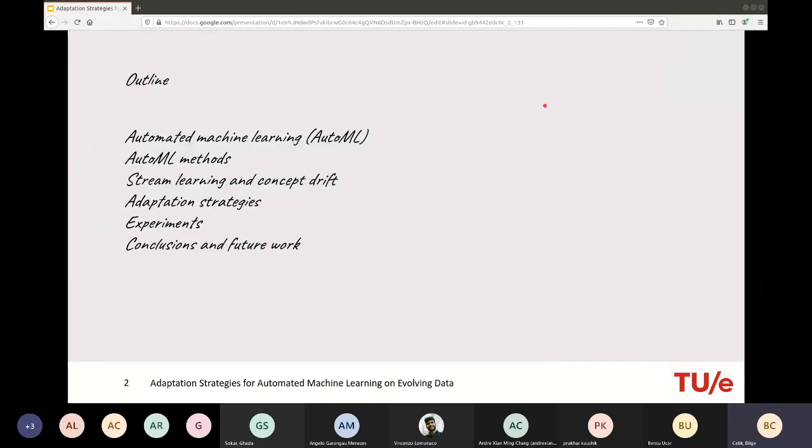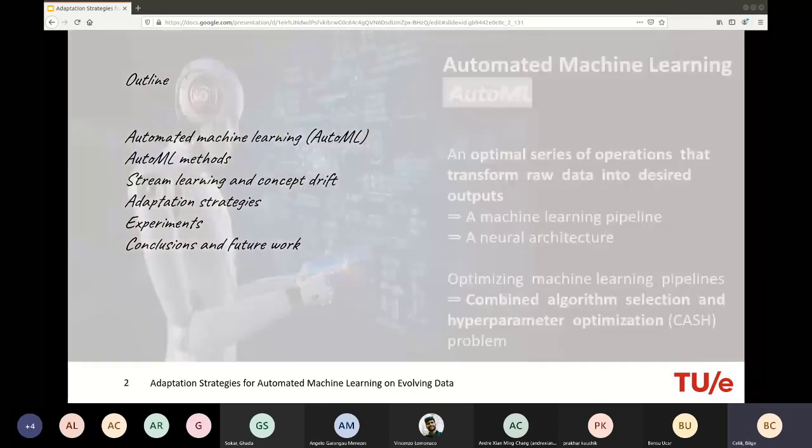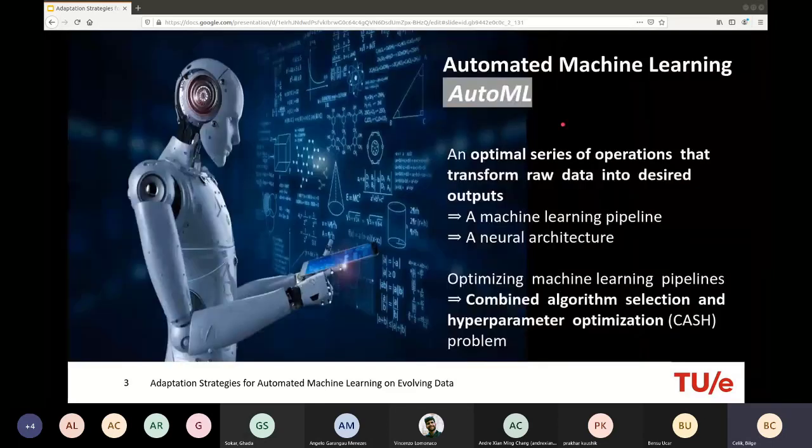And this is why I want to first introduce AutoML a little bit at the beginning and then talk about what stream learning brings to this problem and explain the adaptation strategies we developed with the results of the experiments. I hope it is not a very long presentation, and please feel free to interrupt me any moment if you have any questions. I tend to speak fast and continuously, so we'll be happy to answer.